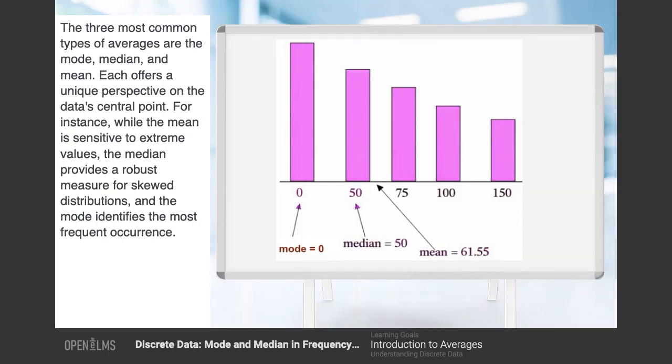The three most common types of averages are the mode, median, and mean. Each offers a unique perspective on the data's central point. For instance, while the mean is sensitive to extreme values, the median provides a robust measure for skewed distributions, and the mode identifies the most frequent occurrence.